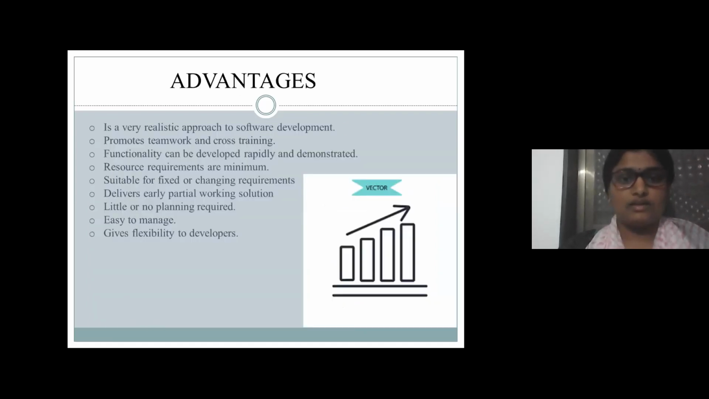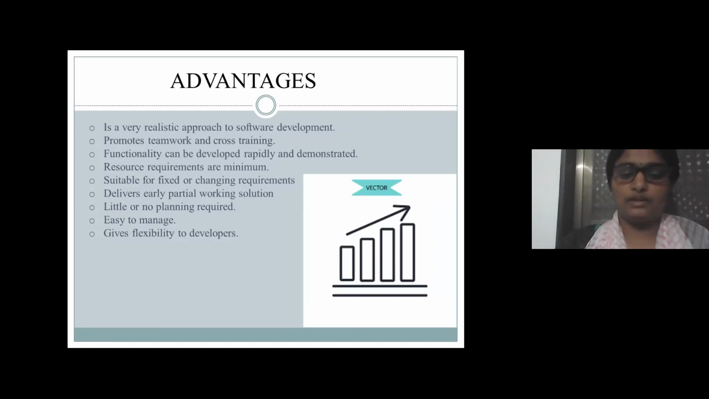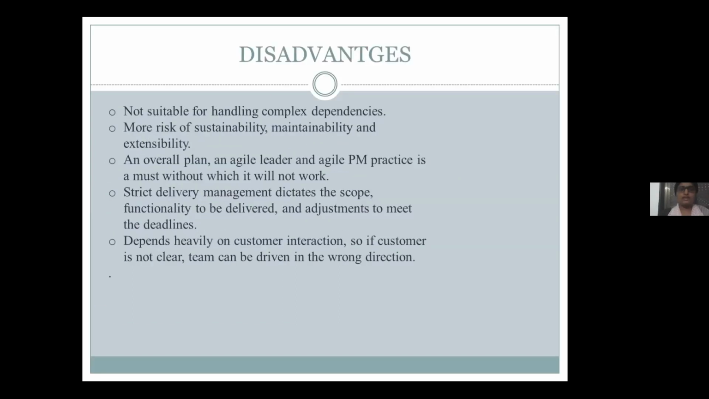Here, advantages of agile method. It is a very realistic approach to software development, and it promotes teamwork and cross training, and its functionality can be developed rapidly and demonstrated. Resource requirements are minimal, suitable for fixed or changing requirements. Delivers an early partially working solution, little or no planning required, easy to manage, and gives flexibility to developers. Next one is disadvantages.